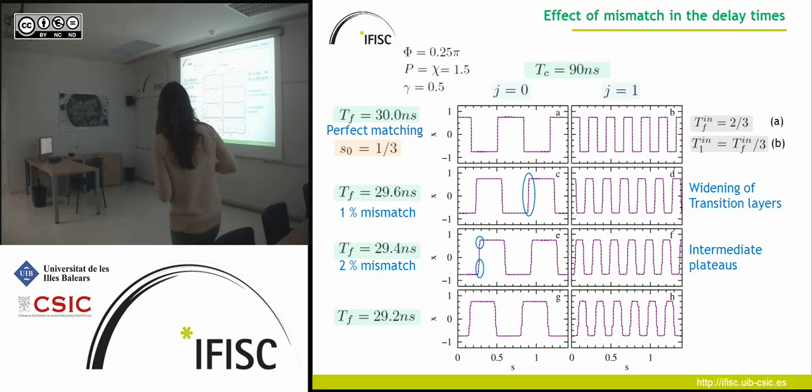These higher harmonics are more sensitive to the mismatch than the fundamental solution. The higher the order of the harmonic, the more sensitive to the mismatch it is. But we can conclude that all these solutions are robust to mismatches of the order of a few percent, and that several solutions can coexist in the presence of a small mismatch in the delay terms.